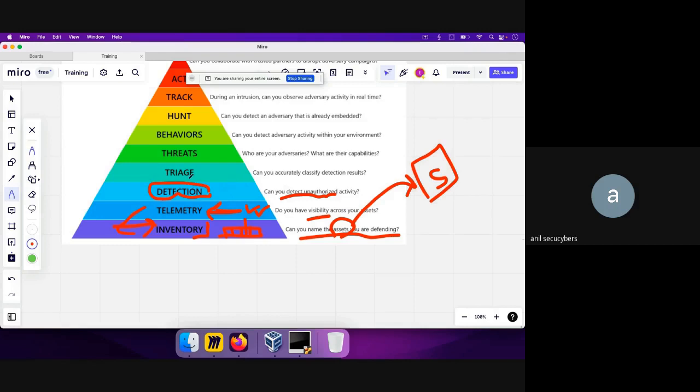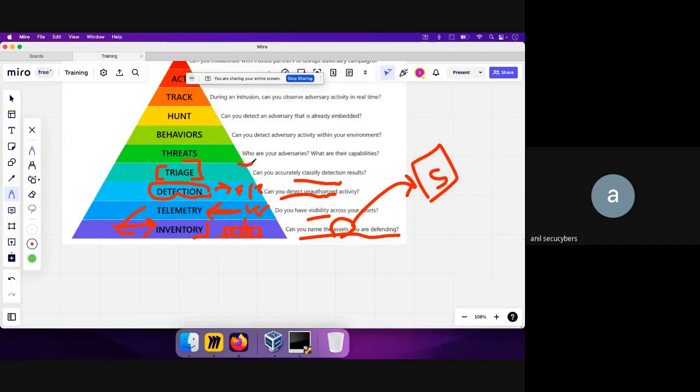Okay. Now the thing that is coming is trials. In the trials stage, the question is: can you accurately classify detection results? What I mean is, in the detection, let's say there was an alert. Can we say with 100% confidence that this is a false positive, true positive, or benign positive? Can we do that with 100% confidence and 100% accuracy? If so, then again we are good. We are in the trial stage. That's what this term means.